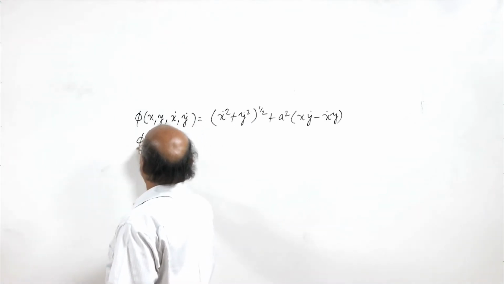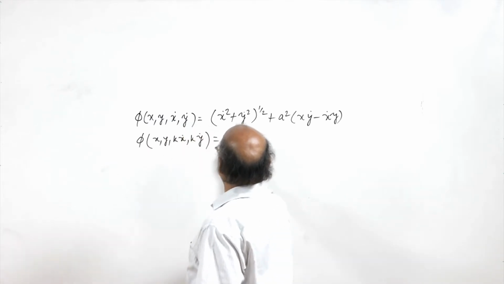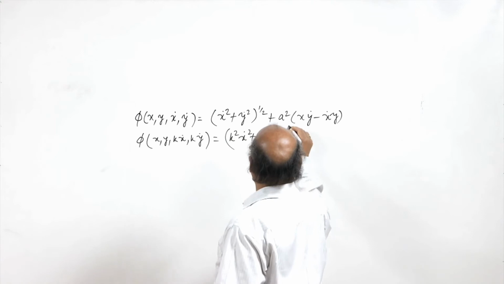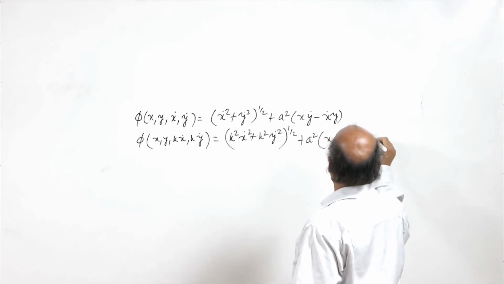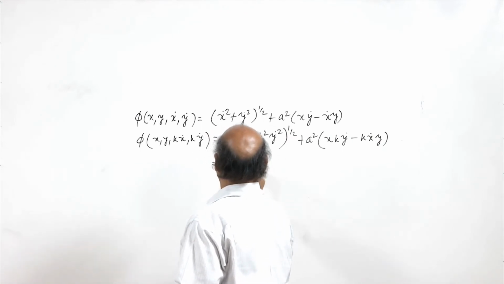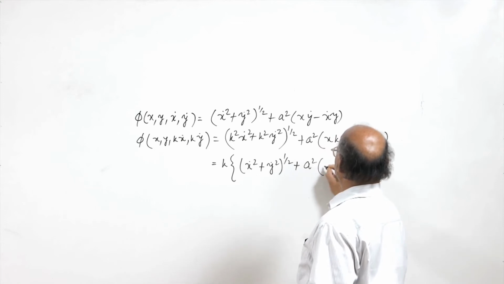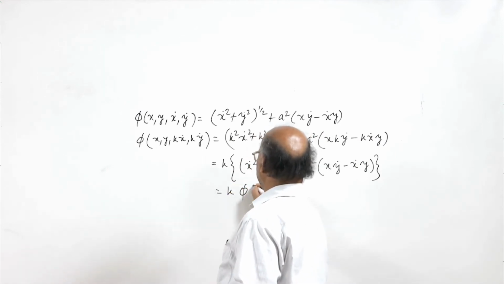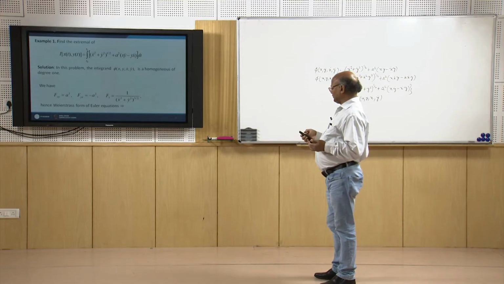Now you can see when we replace x dot by k x dot and y dot by k y dot, then what we get is (k square x dot square plus k square y dot square) raised to the power half plus a square (x k y dot minus k x dot y), which is equal to k times (x dot square plus y dot square) raised to the power half plus a square times (x y dot minus x dot y), which is equal to k times phi(x, y, x dot, y dot). So it is a homogeneous function of degree 1 in x dot, y dot.